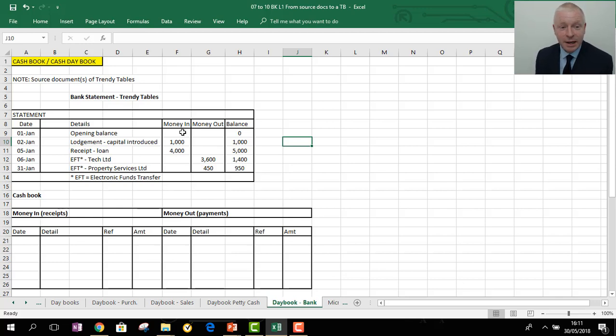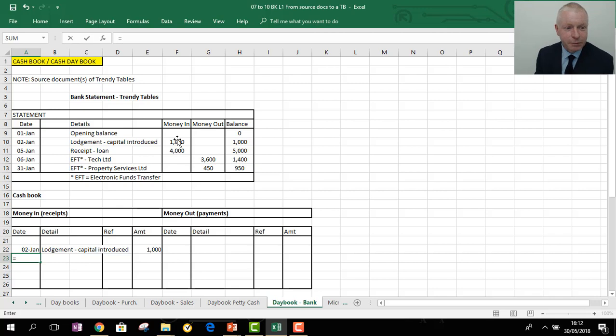On the receipt side, we have two transactions that's telling me that money's coming in, and those are those two transactions there. So I'm just going to take the information straight from the bank statement. So the date is the 2nd of Jan, and the detail of that relates to a lodgement, and it says capital introduced. Again, that's monies that has been lodged by the owners of the business. Reference, I might have a reference slip number there if I need it. I don't have one at this instance, so I'm not that concerned. And then the monetary value is 1,000.